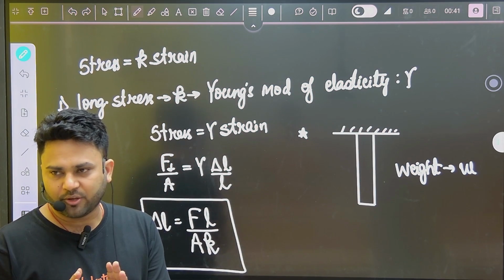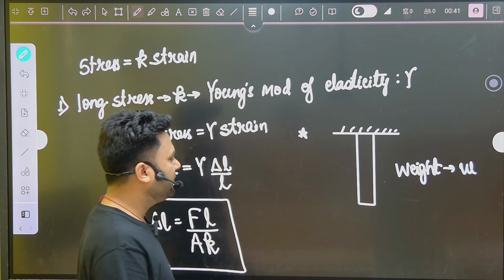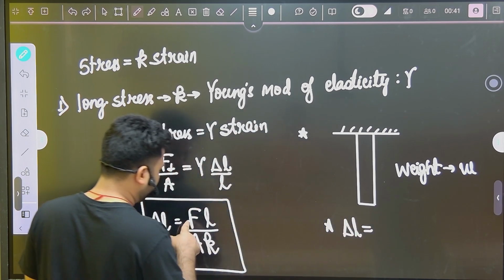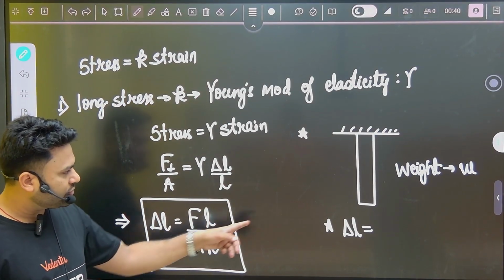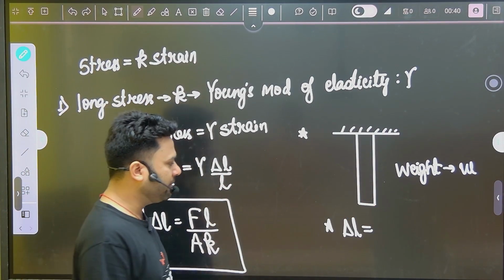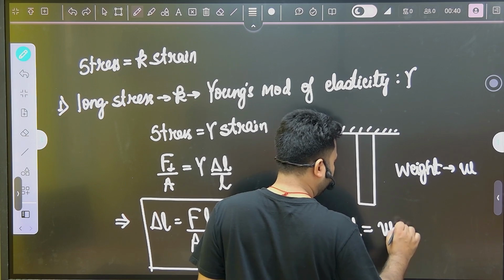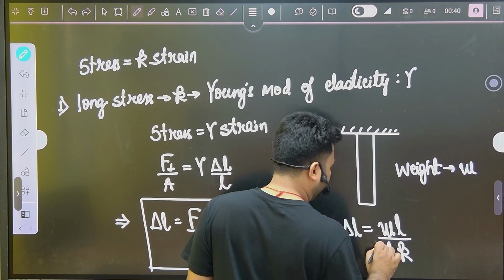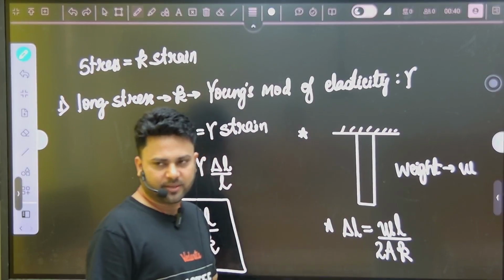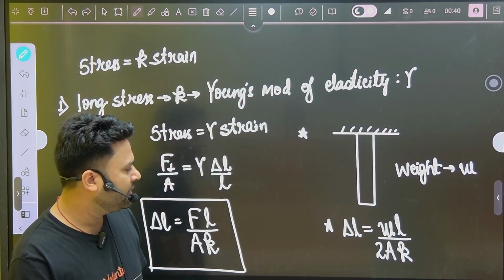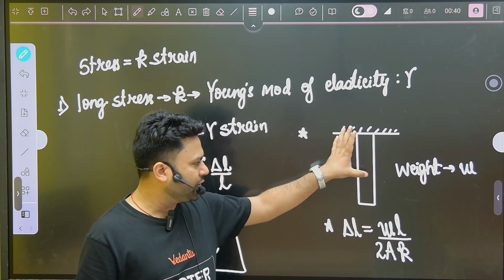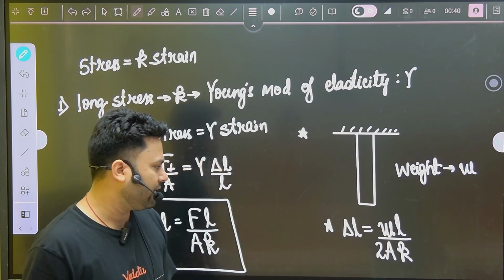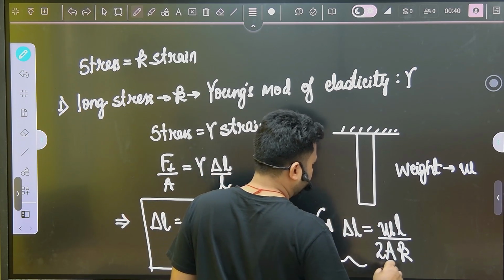I am not deriving again because right now there is no time to derive at all. Just remember, the change in length will be the same formula. In place of force you will write weight. So this will be W, L is the length of the rod, by A, K, with a 2 here. This comes with derivation and integration, but right now we are not deriving. Just remember, due to self weight, the change in length is WL by 2AK. This formula is also very important.